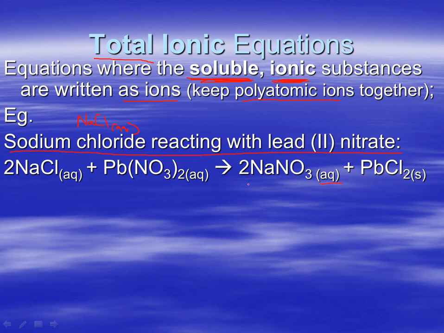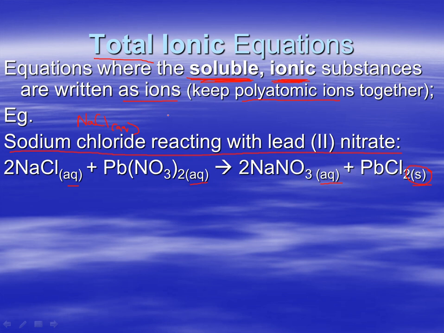Now for these states, you'd want to pull out your nearest and dearest solubility chart, look up the ions and decide, is this going to be aqueous or solid? So look up sodium chloride, lead nitrate, sodium nitrate, and lead chloride. What you'll see is that sodium chloride, lead nitrate, and sodium nitrate are all aqueous, but lead 2 chloride is solid. So the things that are soluble and ionic are the first 3 species in our reaction, the 2 reactants and one of the products. But lead 2 chloride is solid, so it does not meet this criteria. It will not get broken up.